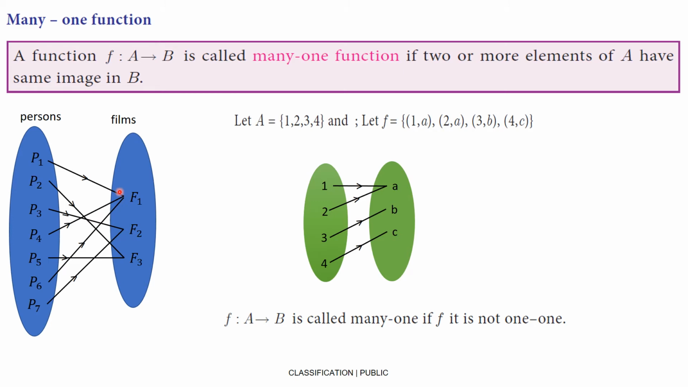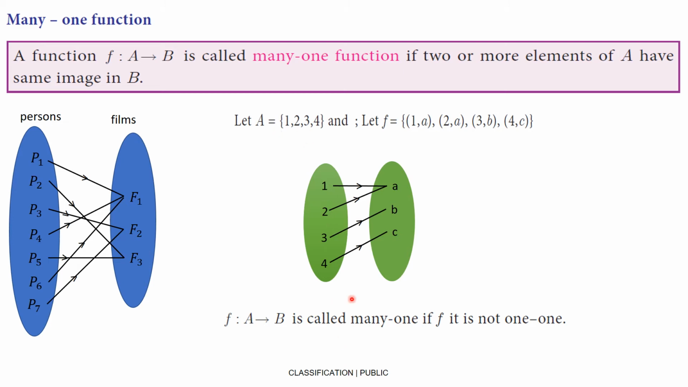Here you see P1, P4 and P6: two or more elements have the same image, film F1. P2 and P5 choose film F3. Two or more elements choose one film. And P3 and P7 choose film F2. This is a many-to-one function. See another example.